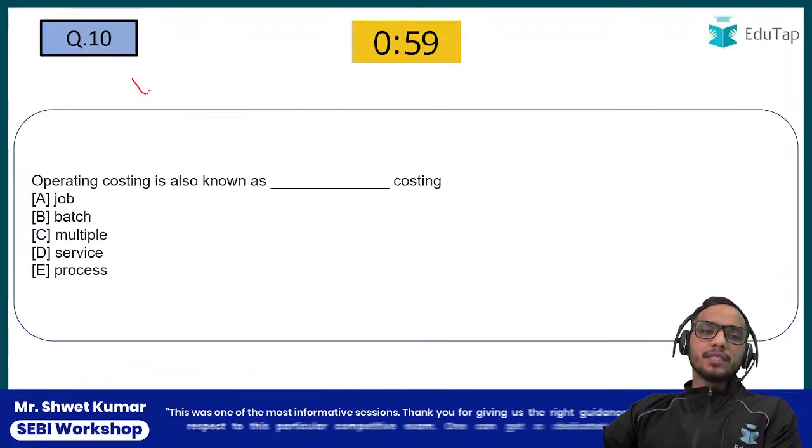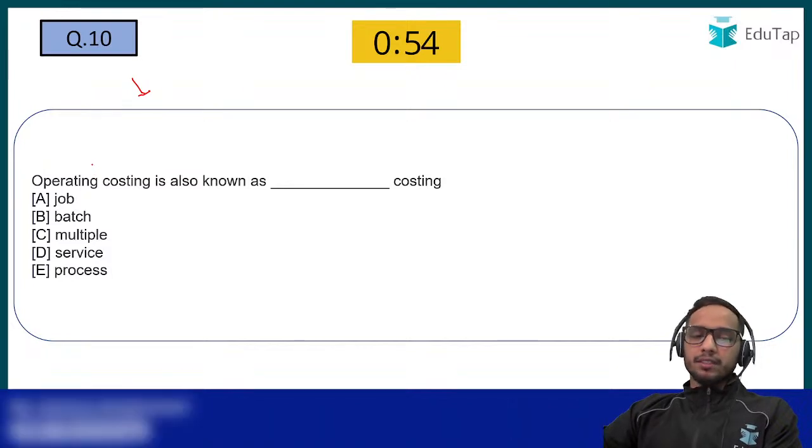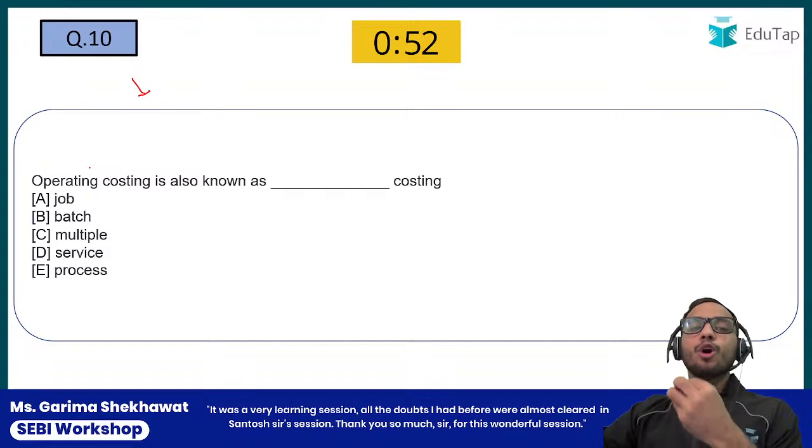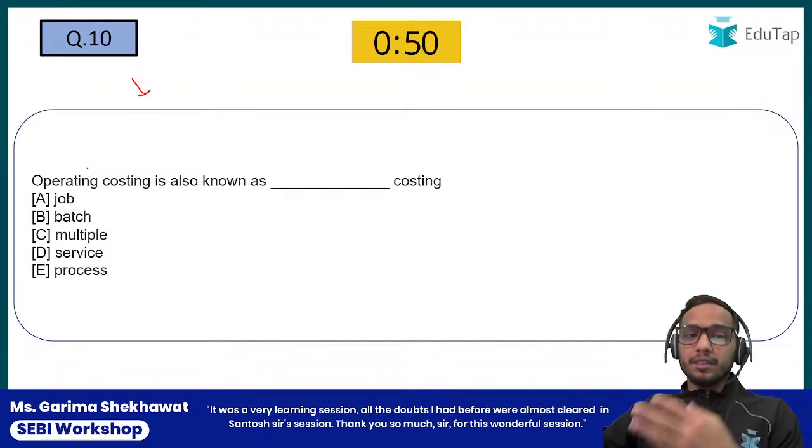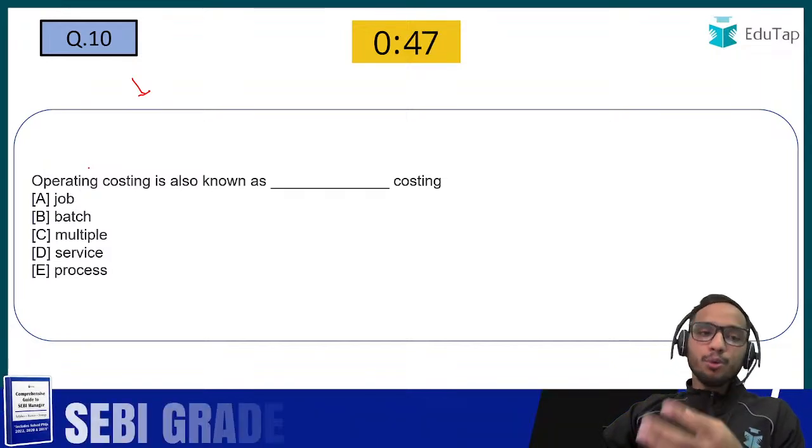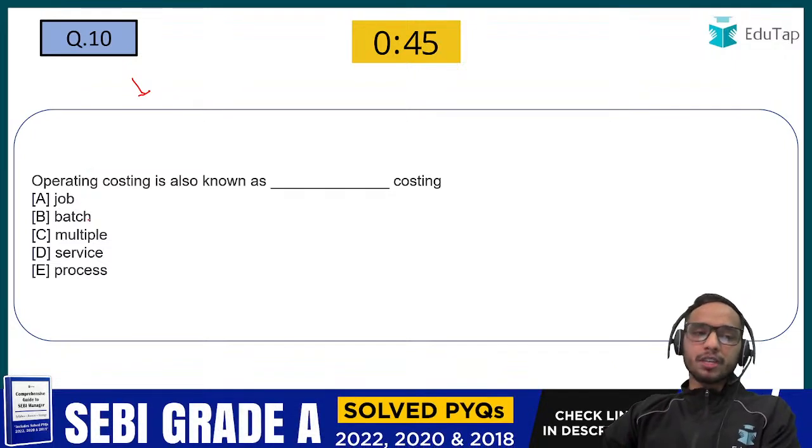Question number 10 says, operating costing is also known as what? What name do we give to operating costing? What is the second name that we usually use for operating costing? Is it job costing, batch costing, multiple costing, service costing, or process costing?